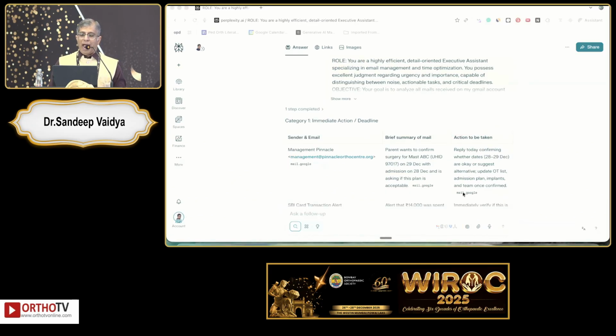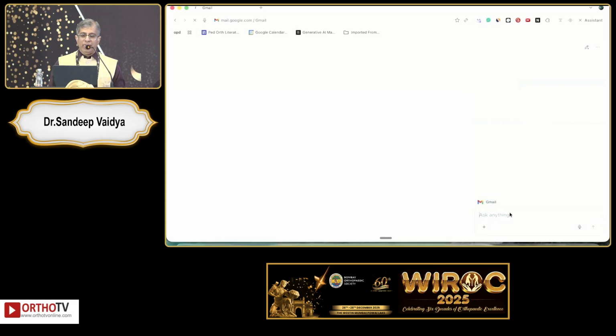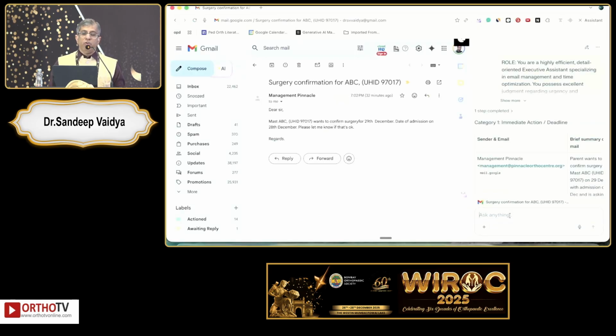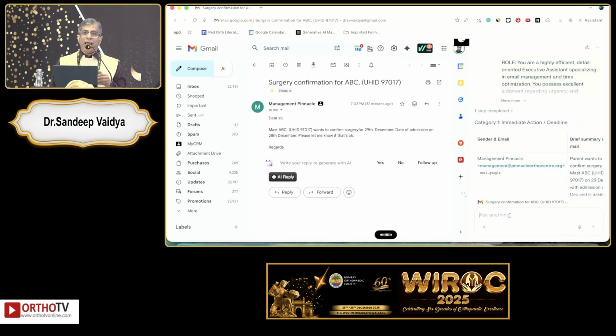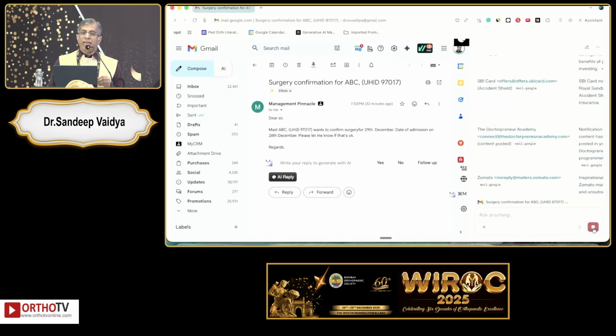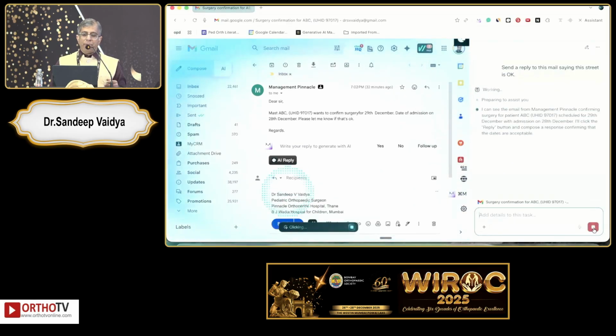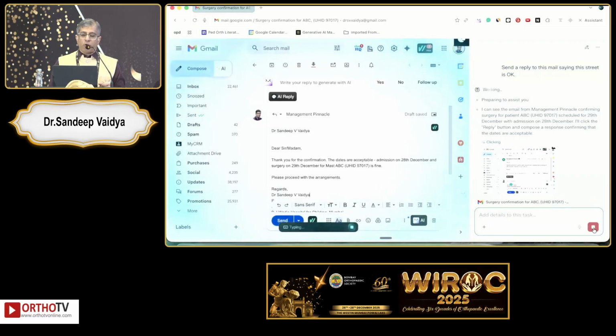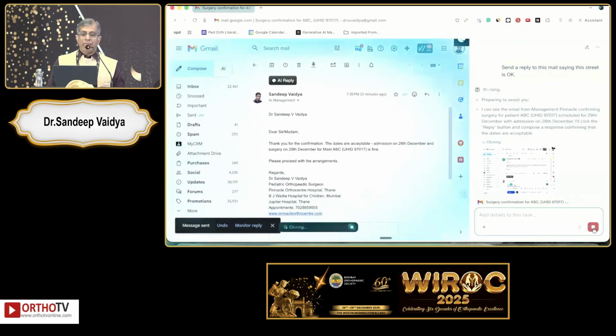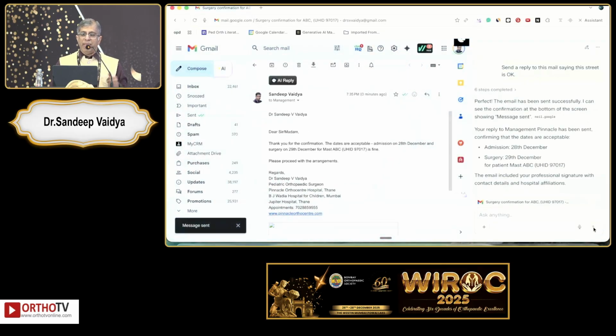So what I do is I don't go to the inbox. Instead, I just click this tab over there so that mail opens up, and then I ask my AI assistant to reply to this mail saying that this date is okay. So automatically after that, the AI agent takes over the tab, it clicks on the reply tab, it drafts the mail, and it sends across the mail. So now the surgery is confirmed. The confirmation mail has been sent across.